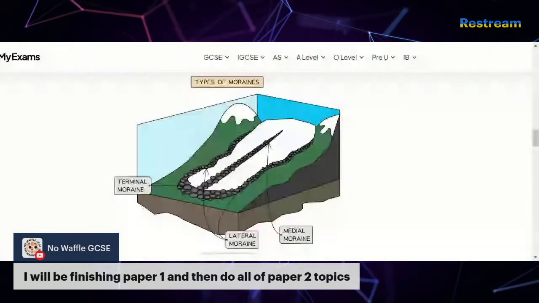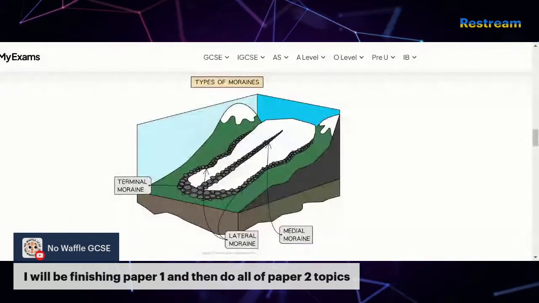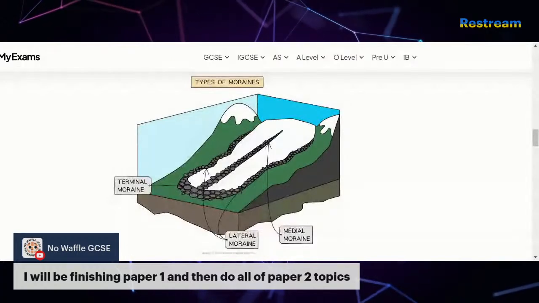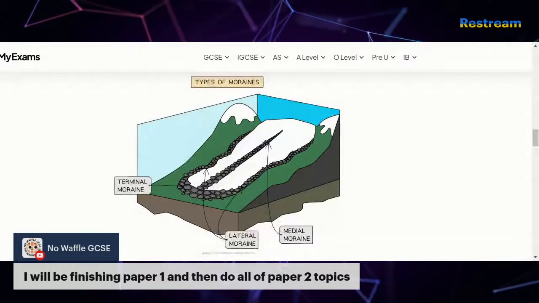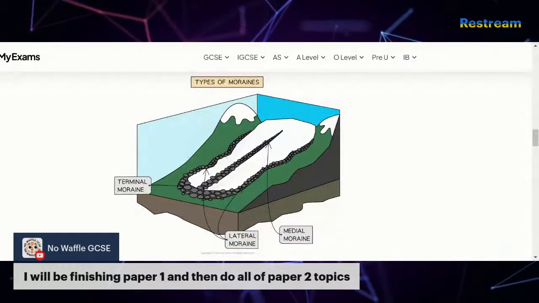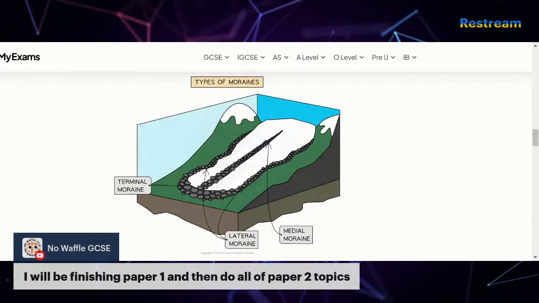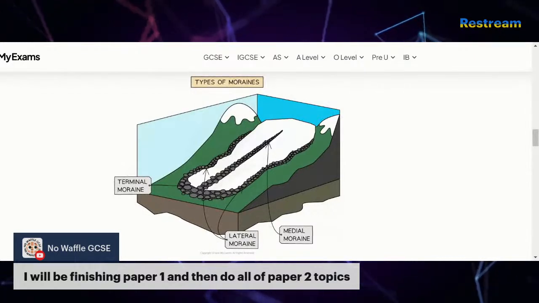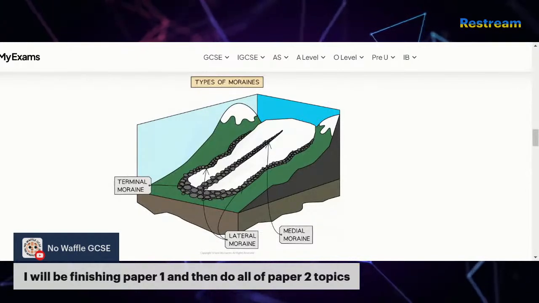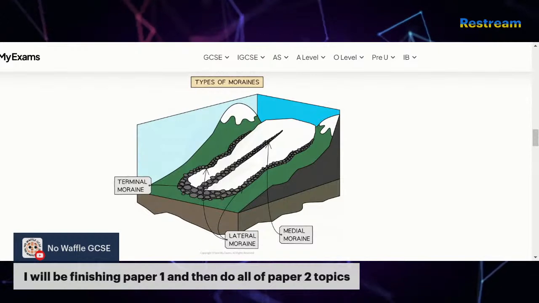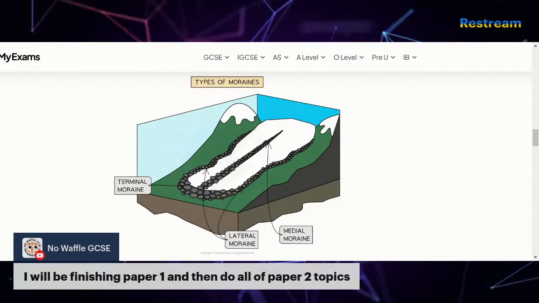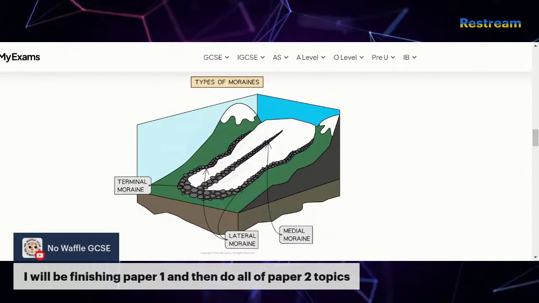Okay, so now we're going to look at the depositional landforms. So firstly, you need to get yourself familiar with the word moraine. What is a moraine? Moraines are landforms that are made out of the till that is deposited by a melting glacier. Now, we've already come across the term till, and we know that till means all of the material that's left. So a moraine is a landform that's made out of this till and is deposited by a glacier.